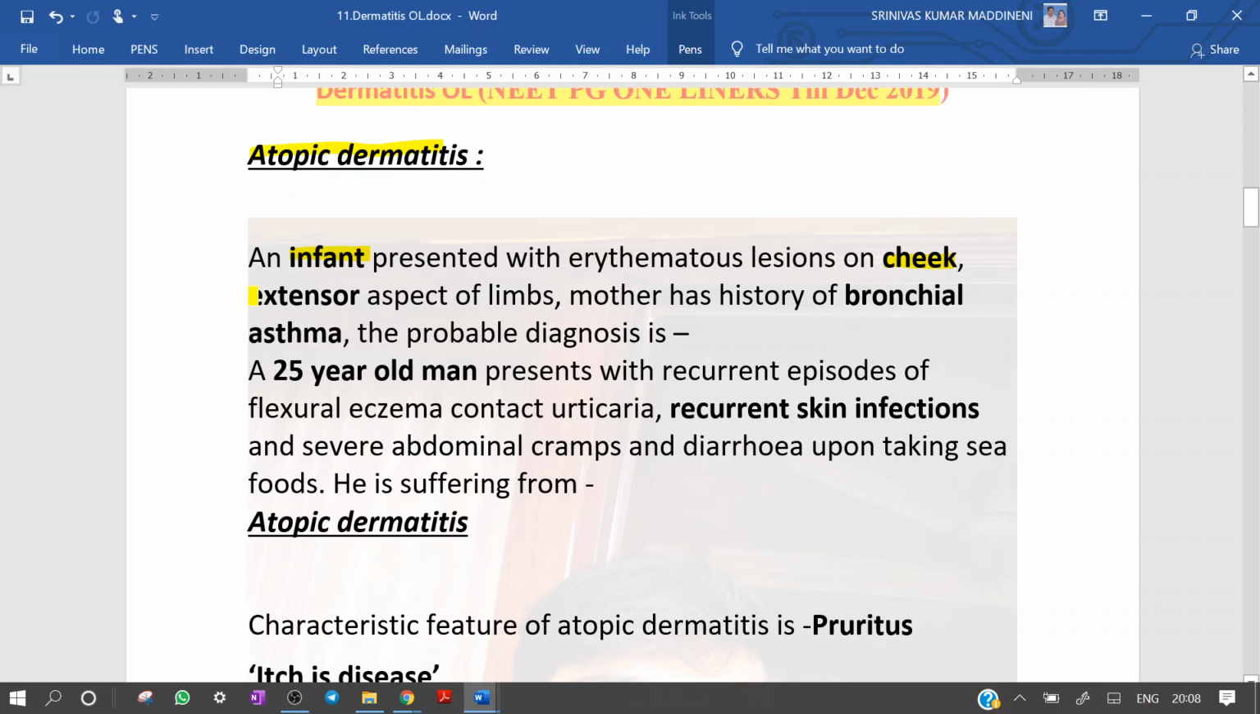of the cheek and extensor aspect of the limbs, with mother having history of bronchial asthma or allergic rhinitis. And if it is a case of old man, then they will mention that the flexural areas are the ones which are involved and recurrent skin infections are seen. This is because a barrier dysfunction is present and there will be severe abdominal cramps and diarrhea. Then the diagnosis goes in favor of atopic dermatitis.